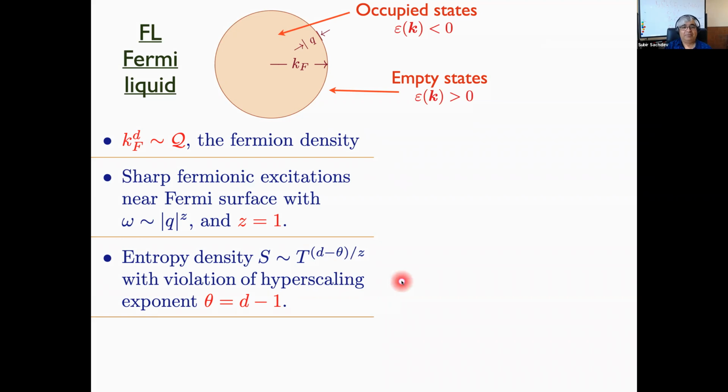All right, so what we want to do is to take this Fermi liquid and destroy the quasi-particles near the Fermi surface, the sharp excitations near the Fermi surface. And what you find is that you can destroy the quasi-particles, but you don't destroy the Fermi surface. There's still a singular surface, a precisely defined singular surface in momentum space.